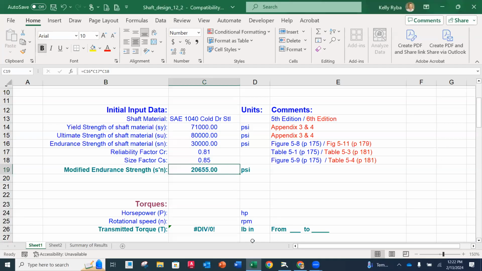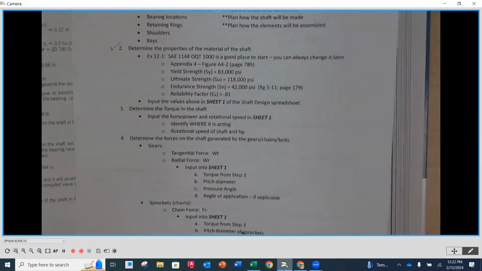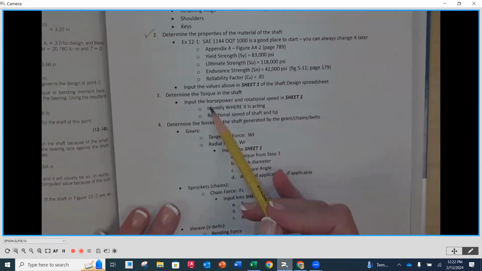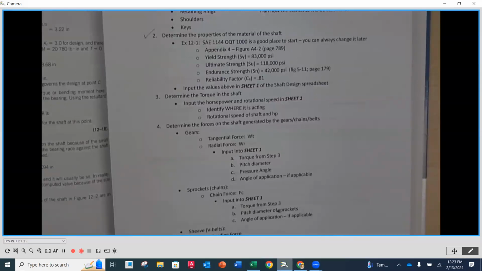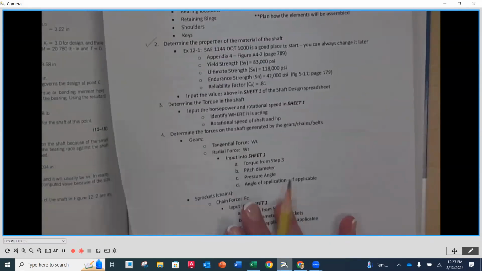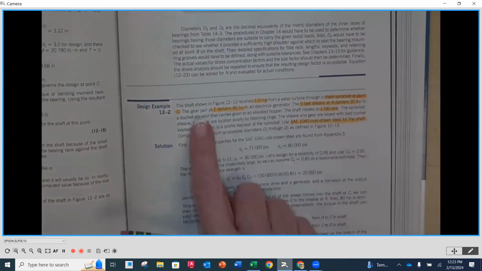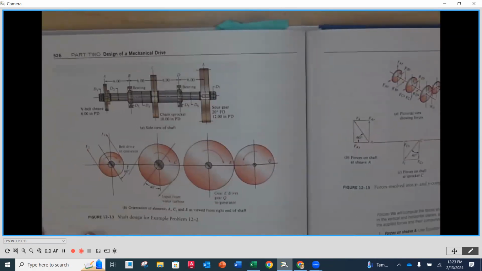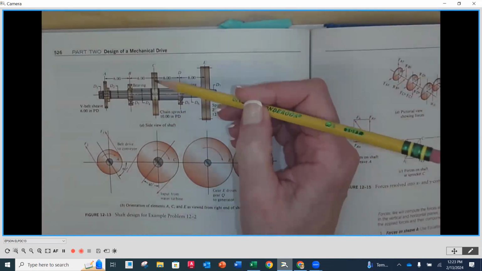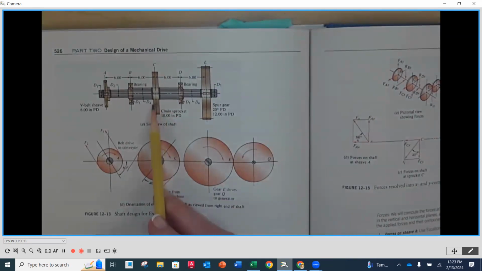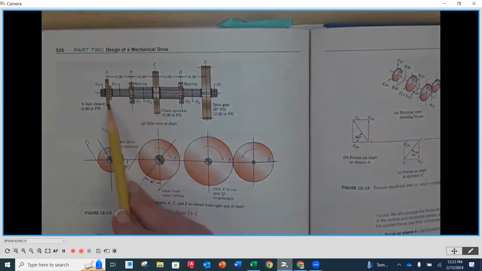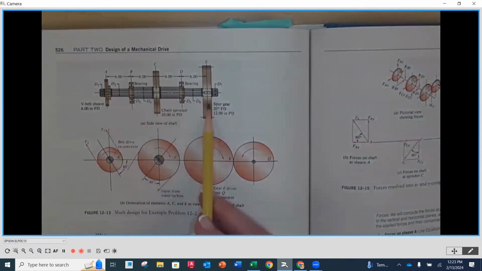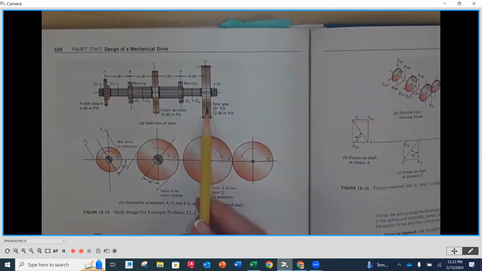Okay, so as we look, we did our material. And now the next place we're going to go is determining the torque on the shaft. So we need to look back to our problem statement. And you're going to notice that what's coming in here is 110 horsepower on our chain sprocket right here. Then it's going to deliver 30 out of our V-belt. And then on the other side, 80 horsepower to our spur gear.